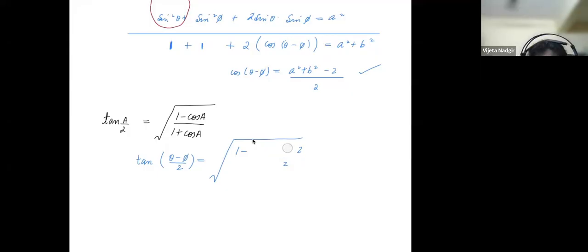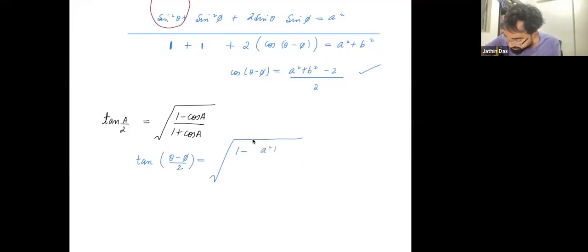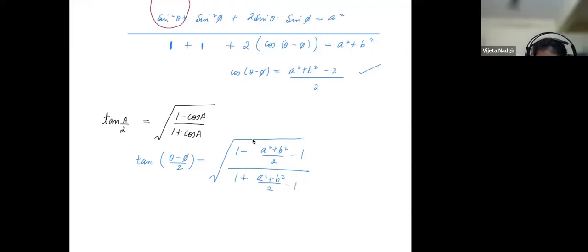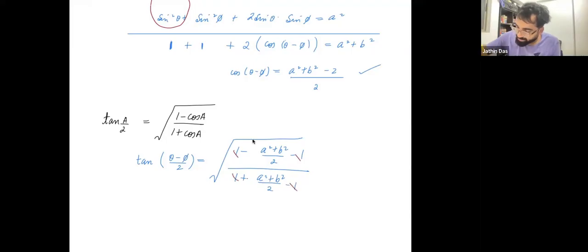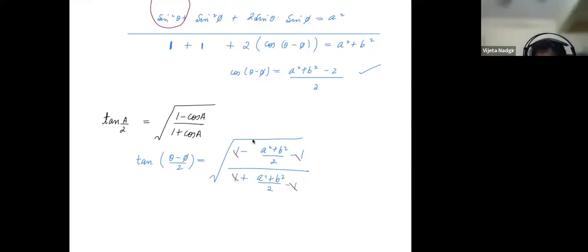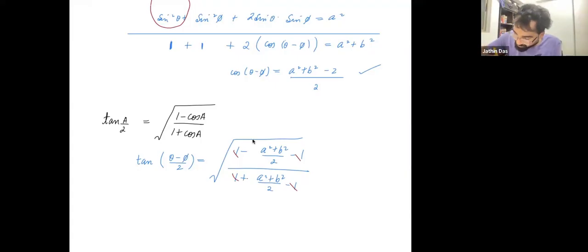I think your method is easy, it's better. A square plus b square by 2 minus 1, and 1 plus a square plus b square by 2 plus 1. Minus 1 only. So this will directly cancel. No tension. No, that will not cancel. This will become plus 1, because it's the entire bracket. So plus 1. This bottom part will cancel.